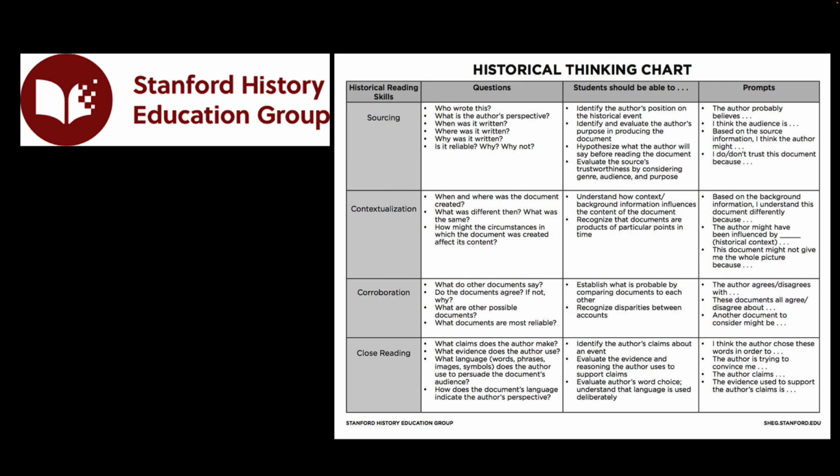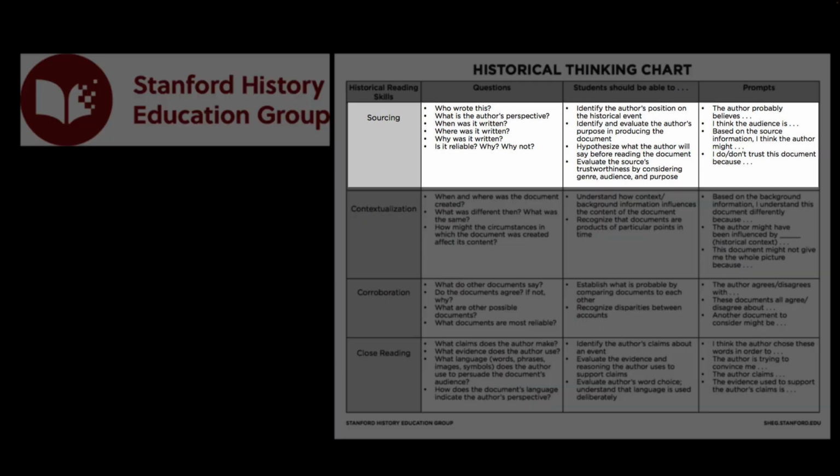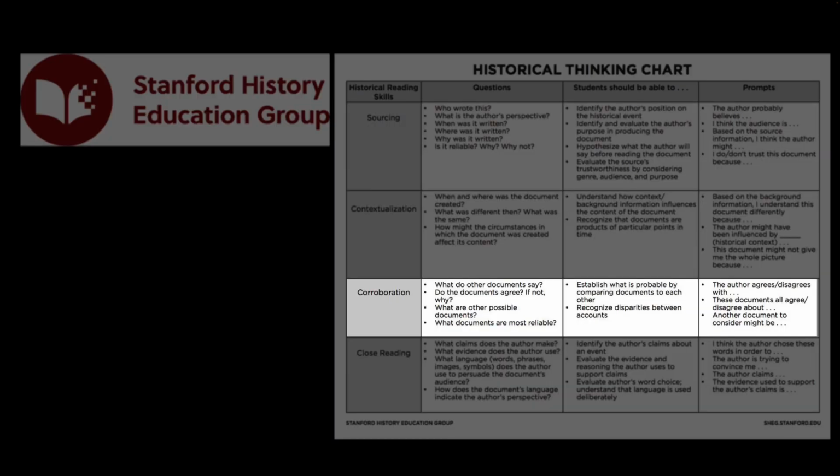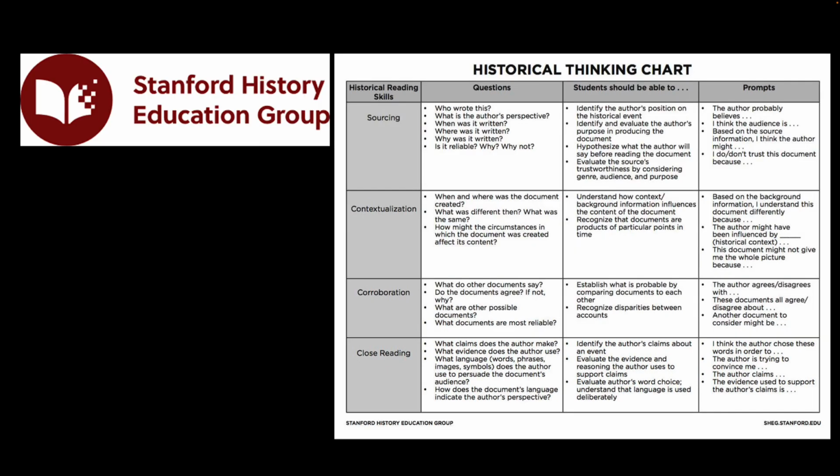Included in this kind of way of historical thinking, right, in this way of approaching primary sources, is the work of sourcing, contextualization, corroboration, and close reading. So this is going to be the way that we approach analyzing primary sources in this class. And frankly, it's just a good way to do it in general when you go forward in other history classes.